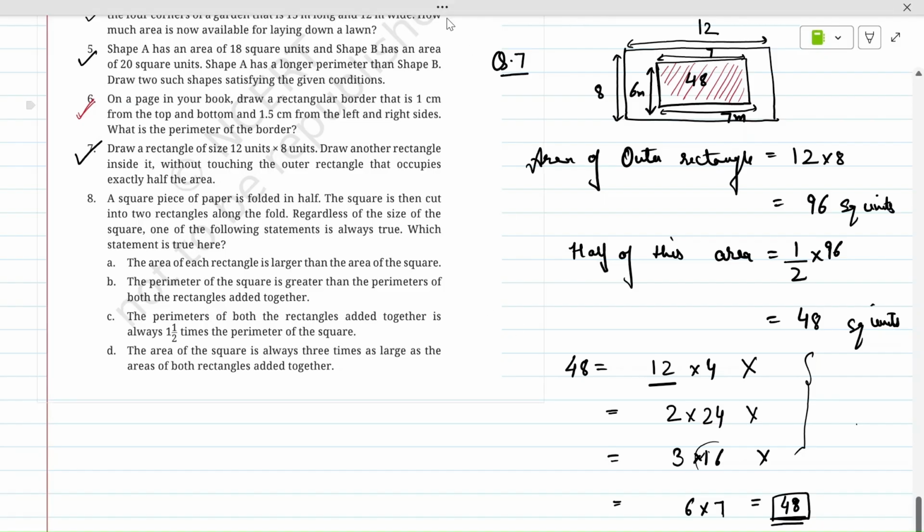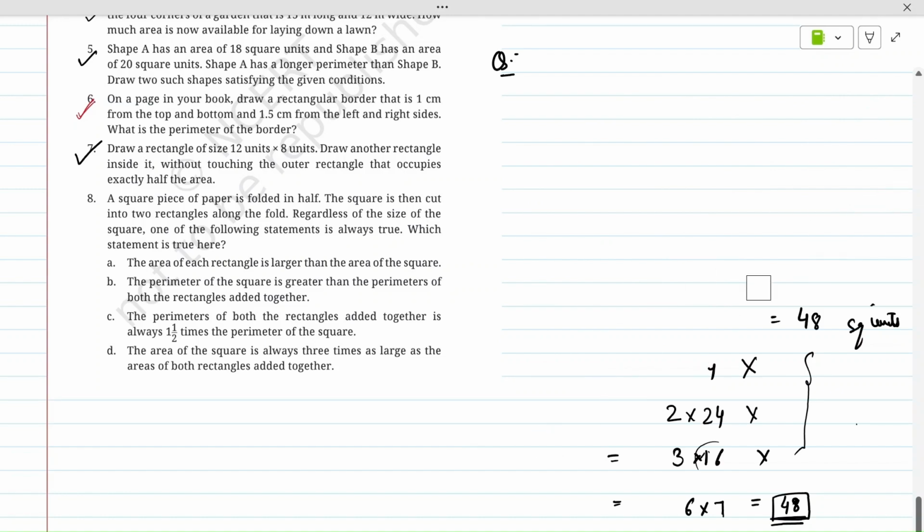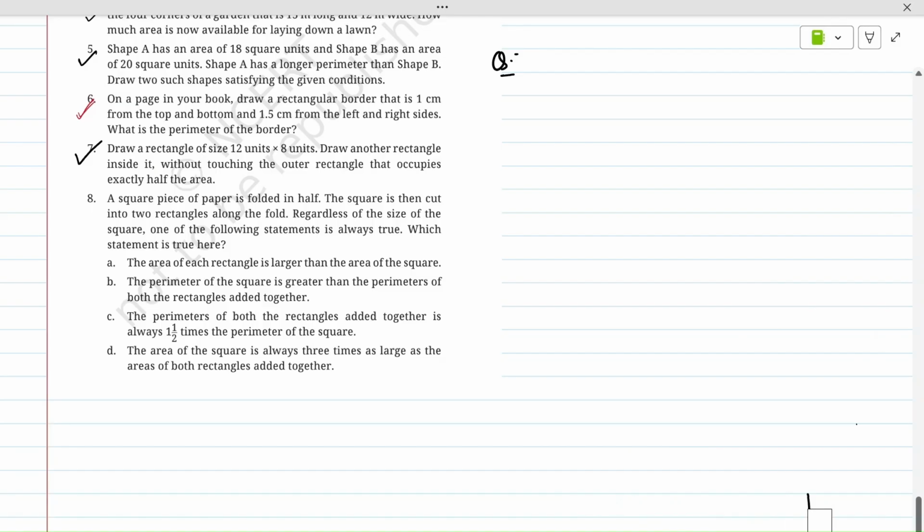I hope you have understood this. Next, coming to the last question of this exercise and the chapter, it says a square piece of paper is folded in half. So there is one piece of paper which is square in shape and we are folding that into half, something like this. We have a square, we are folding it from here.